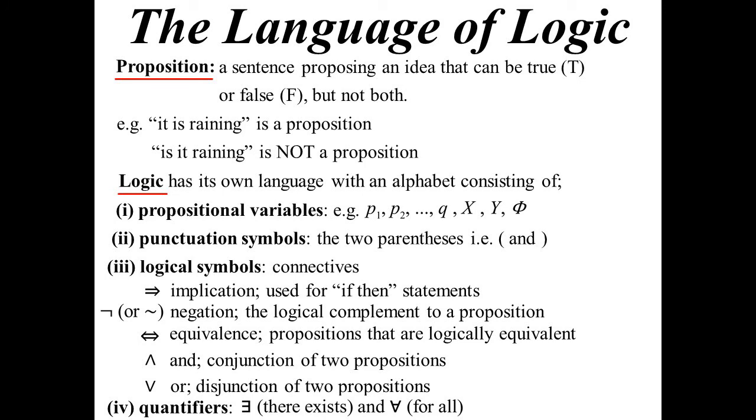And then we have our quantifiers. The backwards E stands for there exists. And then we have what some people call an upside down A, some people say it's a V with a bar across it. But that stands for all.